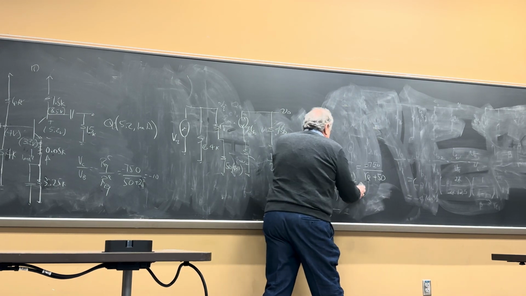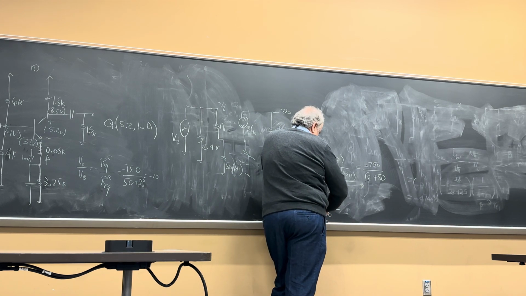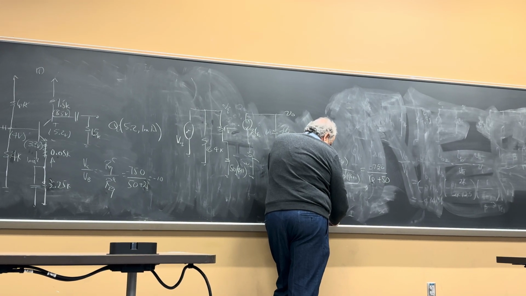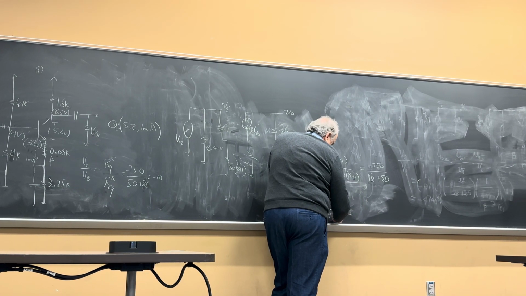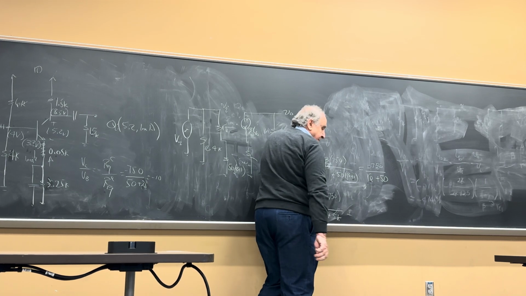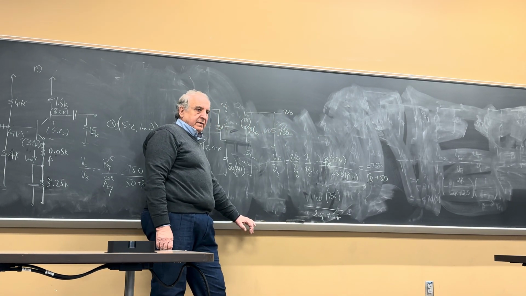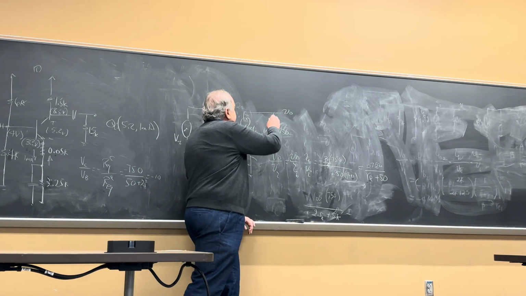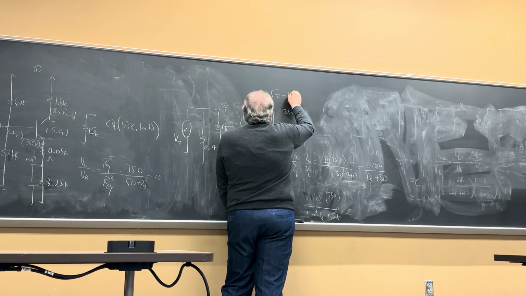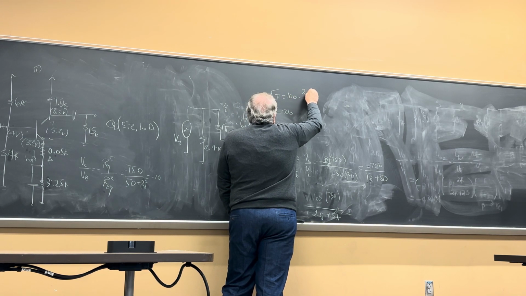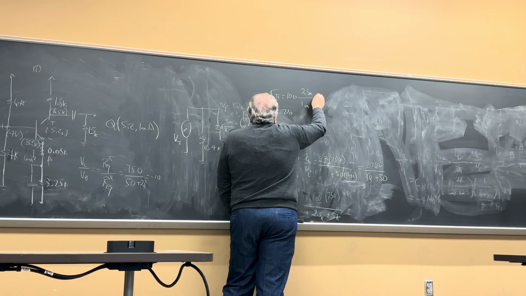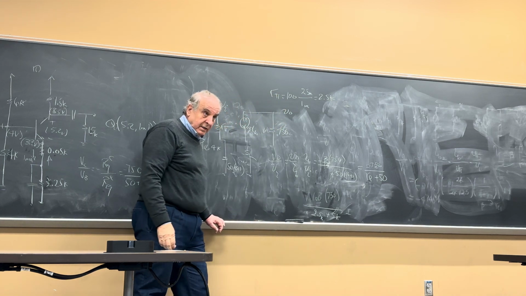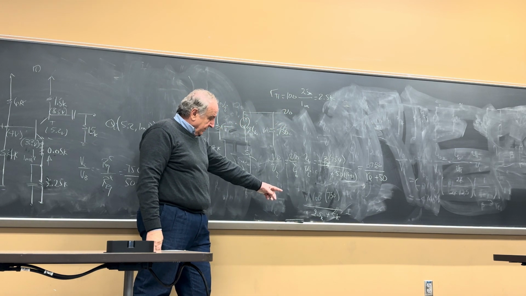Just a second. 2.5K plus 50. Right? R pi is 2.5K. So R pi is equal to beta VT over ICQ. Right? What's the answer there?